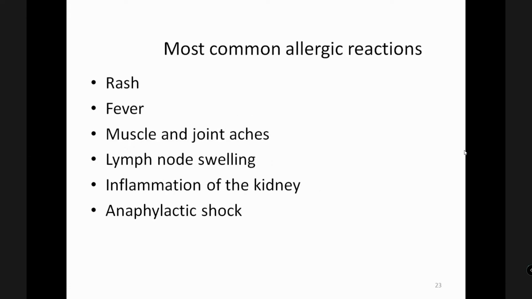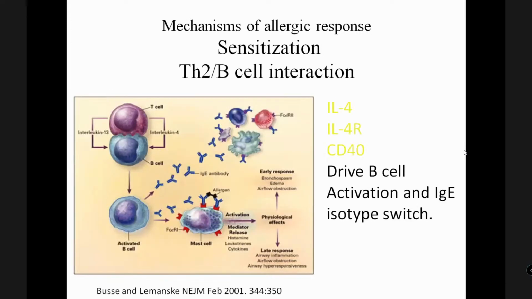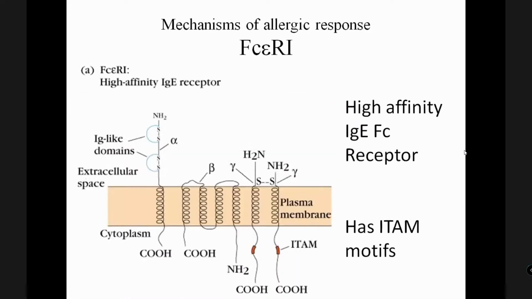Reaction, so it's a rash. You'll see fever, muscle and joint aches, lymph node swelling, inflammation of the kidney, anaphylactic shock, like this. And this is the same I show, the T cell; separately I have shown here how this will happen. The B cell, I told you, T cell and B cell, is a very natural killer cell. And here I show the mechanism of allergy response.